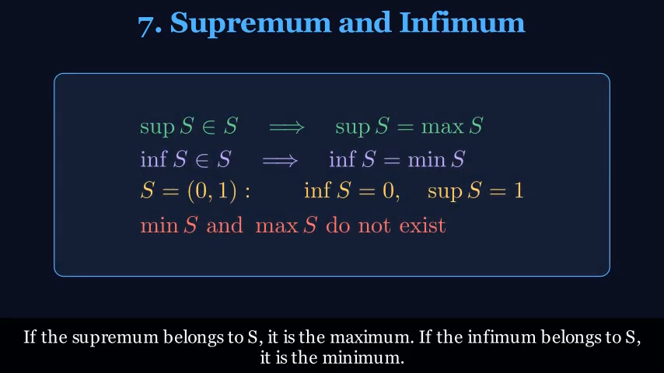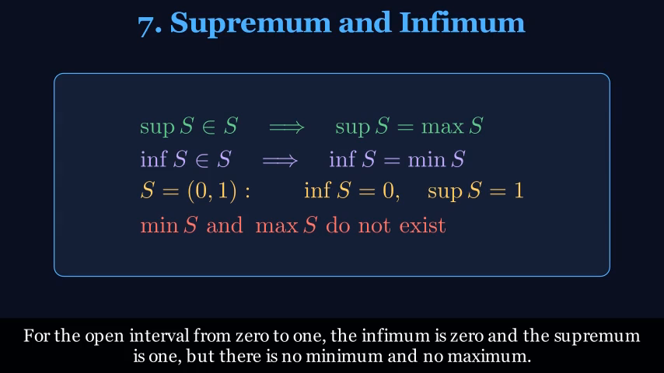If the supremum belongs to S, it is the maximum. If the infimum belongs to S, it is the minimum. For the open interval from 0 to 1, the infimum is 0 and the supremum is 1. But there is no minimum and no maximum.